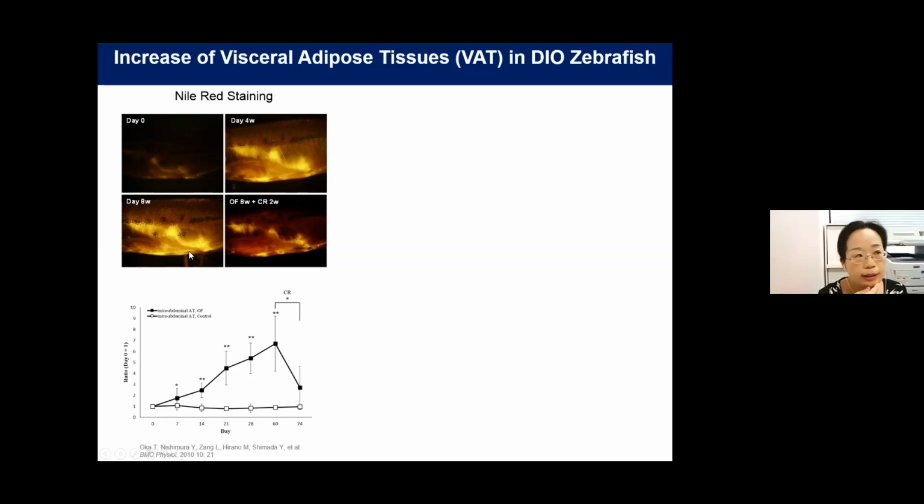Since the treatment of obesity is diet and exercise, we tested if diet can function to treat this obesity. So we can say 2 weeks of calorie restriction was effective to decrease the adipose tissues.